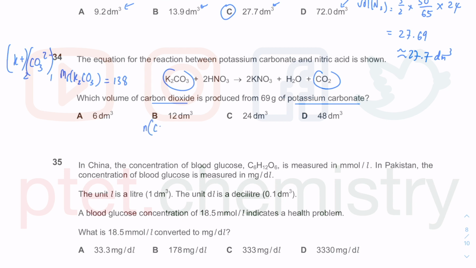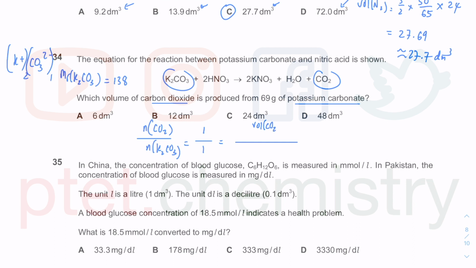So setting up my mole ratio, mole of carbon dioxide to the mole of potassium carbonate. These are the shorthand notation for the mole. From the balanced equation, 1 mole of CO2 to 1 mole of K2CO3. On the other side is the actual mole. I want the volume of carbon dioxide, which is in dm cubed. These are referring to the carbon dioxide gas.